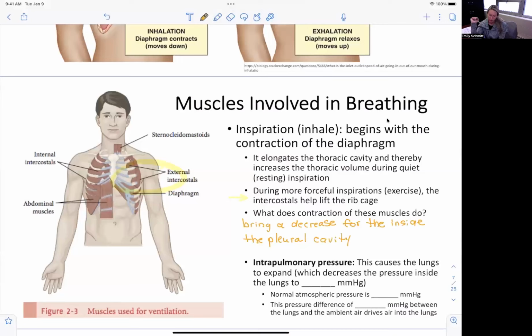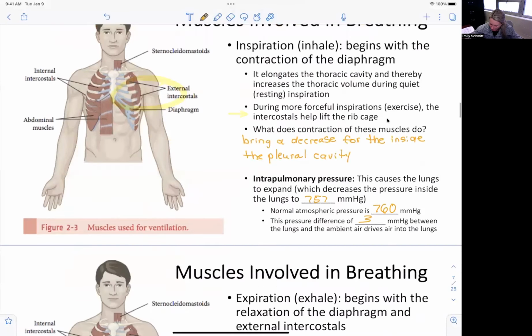So this intrapulmonary pressure causes the lungs to expand, which decreases the pressure inside the lungs to about 757 millimeters of mercury. Our normal atmospheric pressure at sea level is 760 millimeters of mercury. So this pressure difference of about 3 millimeters of mercury between the lungs and the ambient air really is what drives this movement in and out of the lungs.